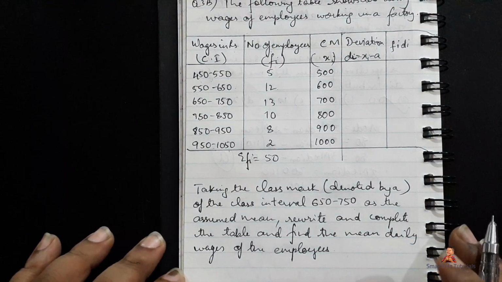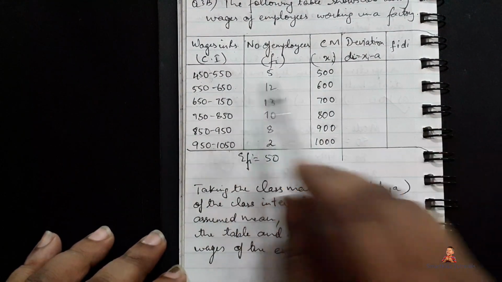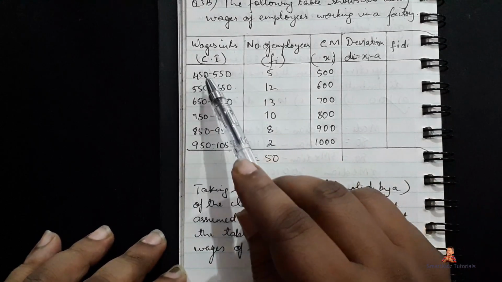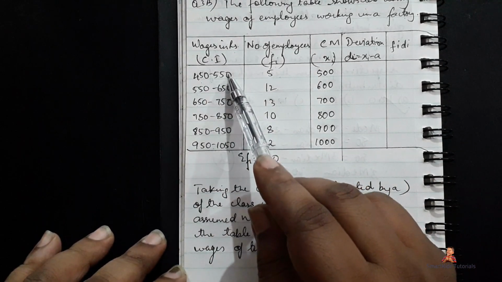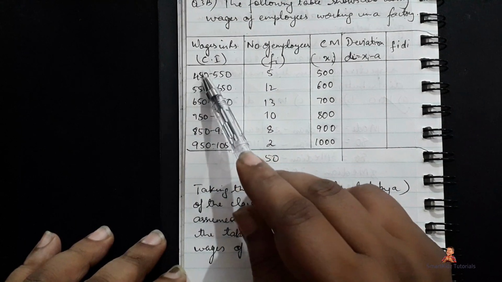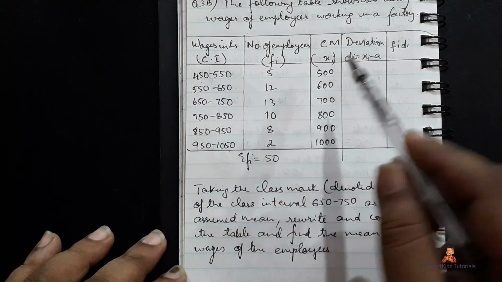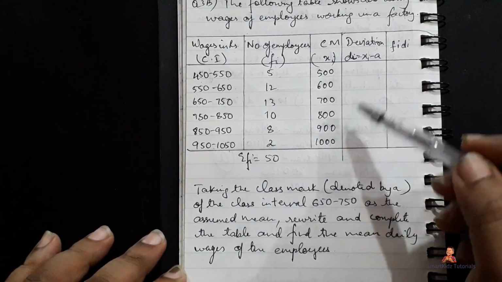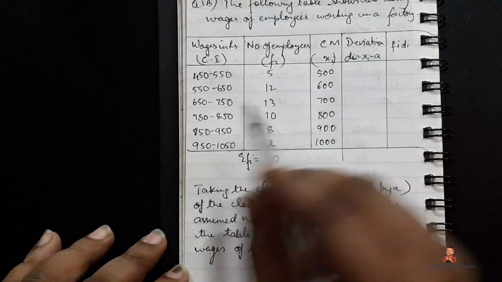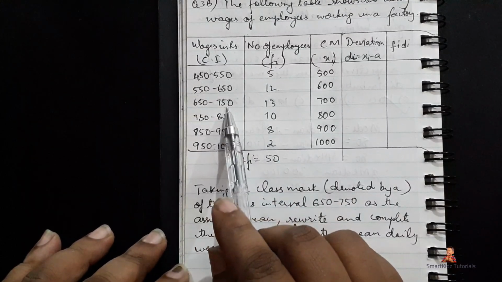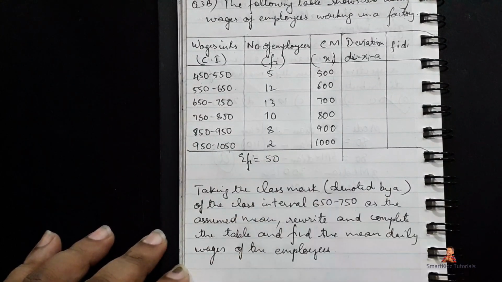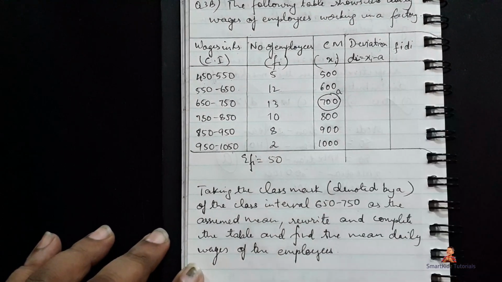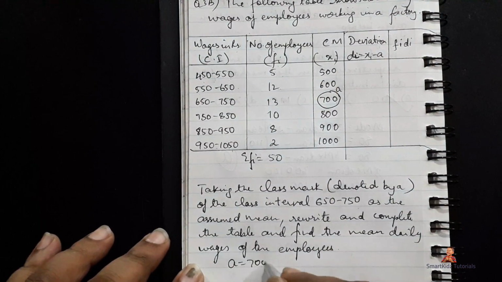Okay, so there's no need to calculate for each and every class mark. Once you get the first class mark and you see what is the difference between two lower limits or two upper limits, then you will be able to find out the difference in the class marks. So here it is 100. Next, we are told to take the class interval 650 to 750 and its corresponding class mark as the assumed mean. So this will be our assumed mean. That means A will be equal to 700.